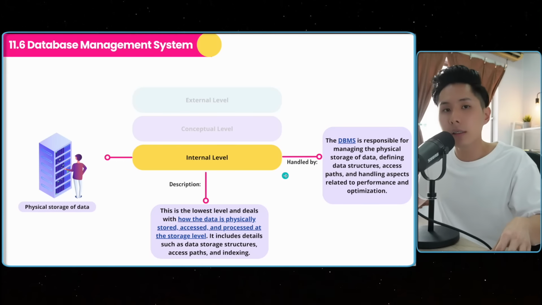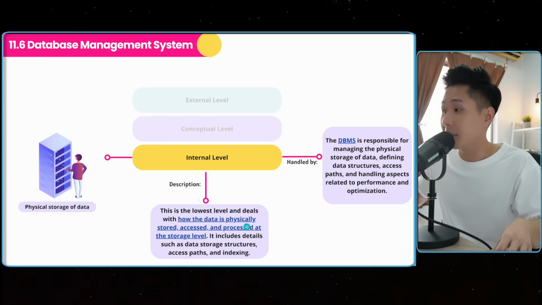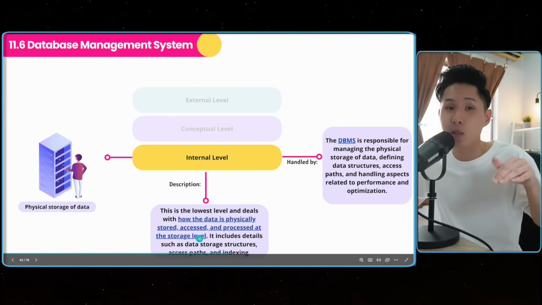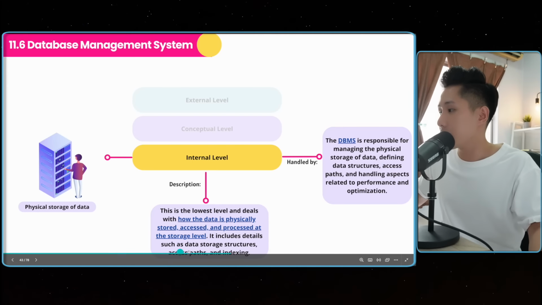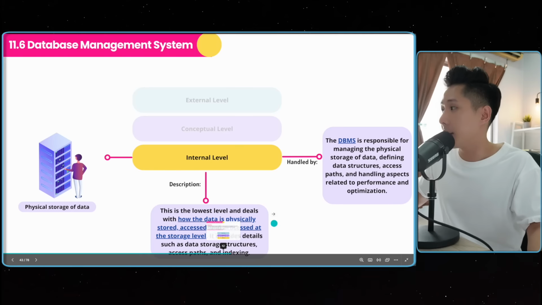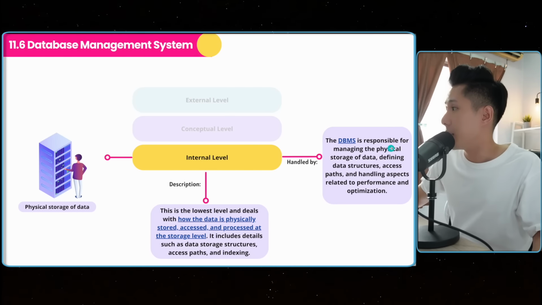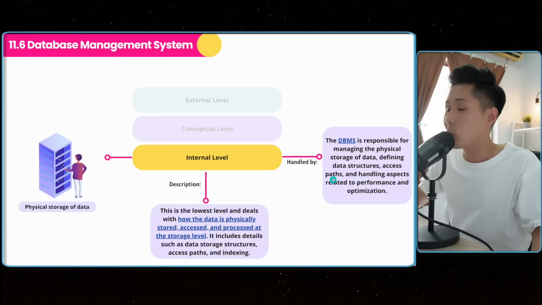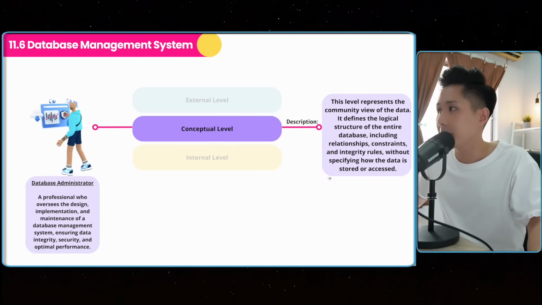As for the internal level of a DBMS, it refers to the lowest level and deals with how data is physically stored, accessed, and processed at the storage level. How is it stored in your hard disk or SSD, etc. It includes details such as data storage structure, access path, and indexing. And it is usually handled by the DBMS. So this is sort of abstracted from the user. We don't really care about what is happening inside the hard disk.